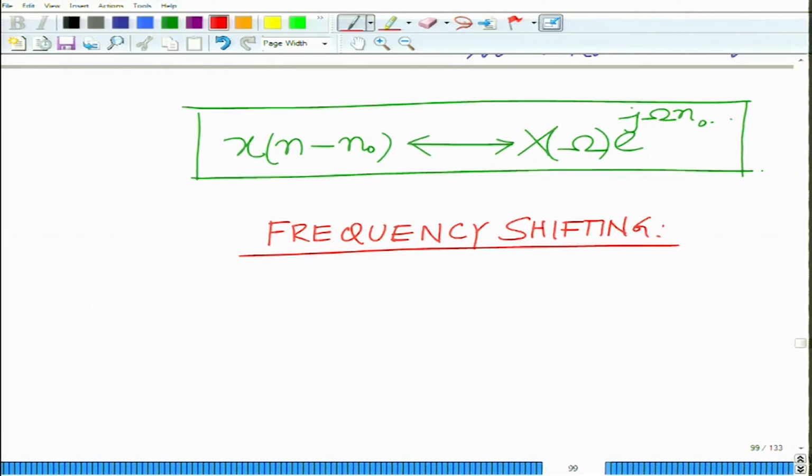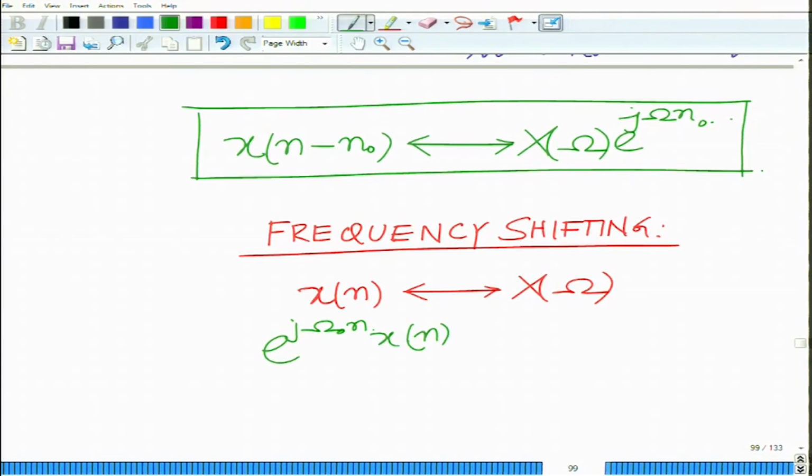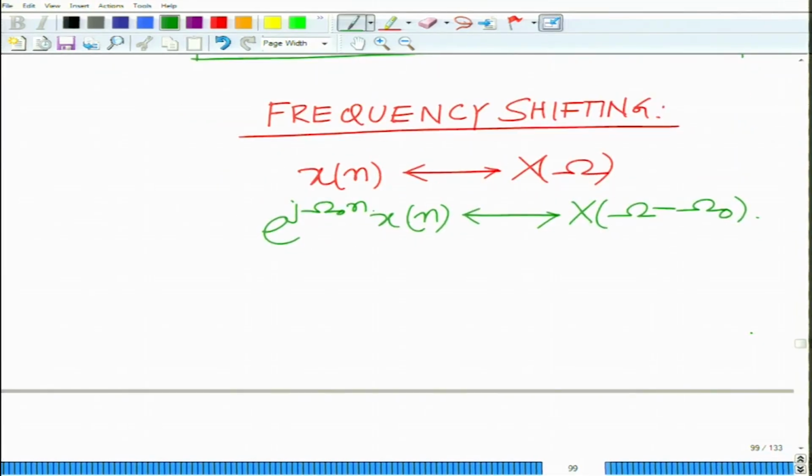Similarly, we have frequency shifting, and again one can derive this similarly. Let us say x[n] has Fourier transform X(omega), then e raised to j omega naught n times x[n] is a modulated signal. Modulation in time leads to a corresponding shift in frequency. That is a modulation in time, because you are multiplying it by a complex exponential of frequency omega naught, and that in the frequency domain leads to a shift in the frequency by omega naught.